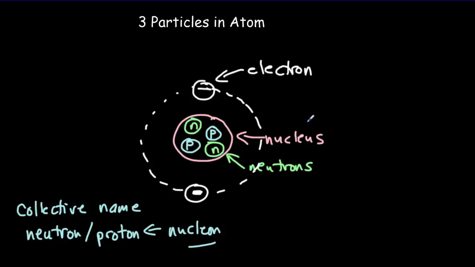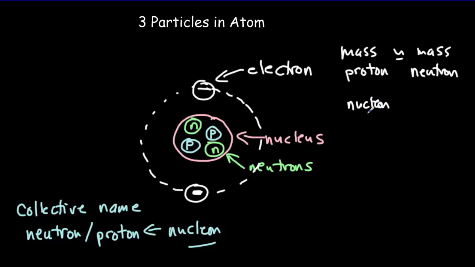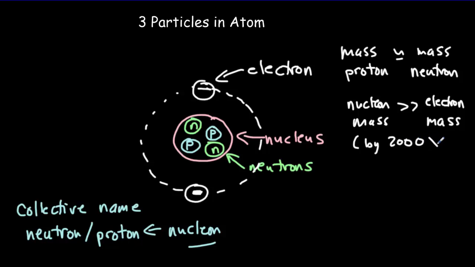A few other basic facts. The mass of a proton is approximately equal to the mass of a neutron. In other words, all the nucleons have about the same mass. But that nucleon mass is much bigger than the electron mass by about 2,000 times, 3 orders of magnitude larger.